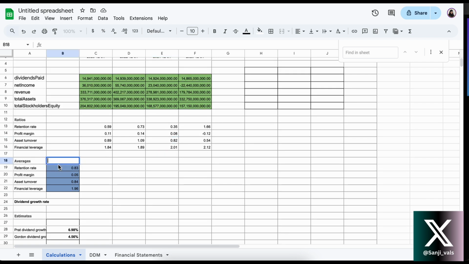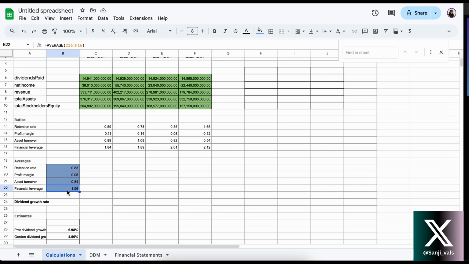For retention rate, that's the straightforward formula. The retention rate we calculated for 4 years. I then do average and calculate the average number for those 4 years. Same, I take the profit margin, calculate the average, it's 0.05. Then asset turnover 0.84, and the financial leverage 1.96.